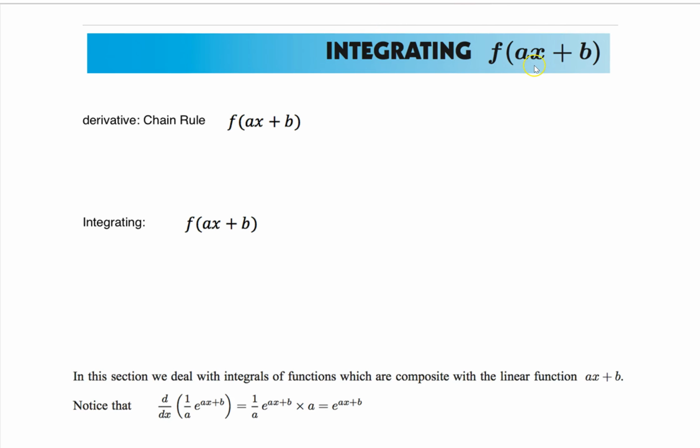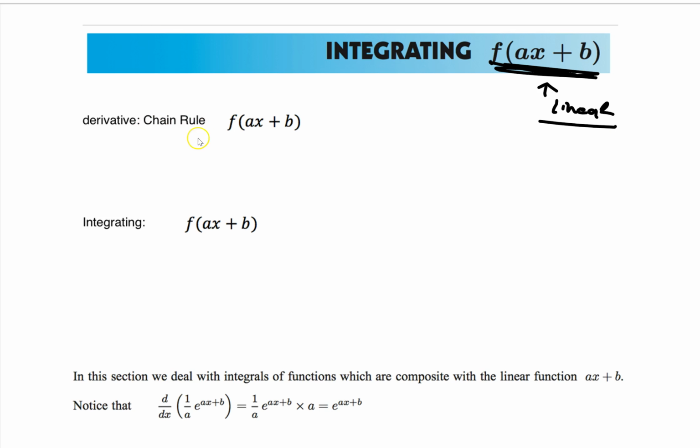Integrating f of ax plus b. So the general idea here is it's a more complicated integration. Essentially, what we're going to do is reverse chain rule. Now, there's a very important thing I'm going to point out at the very top. This reverse chain rule is only when the inside is linear. If it's nonlinear, it's a whole different ballgame, and we're going to do that in the next video. For now, we're only focusing on reverse chain rule when the inside is linear.